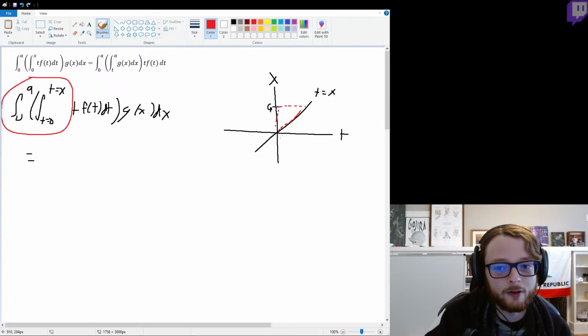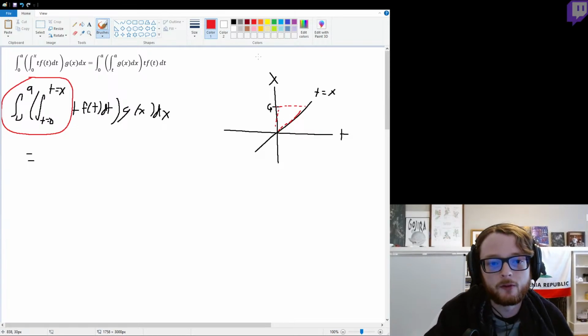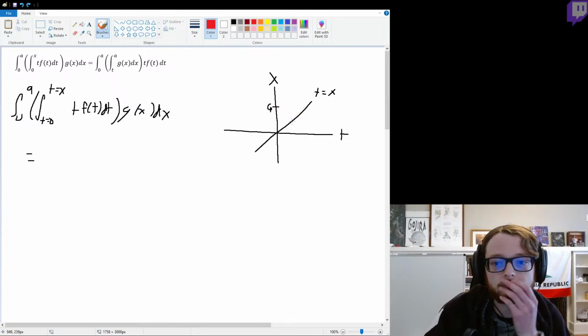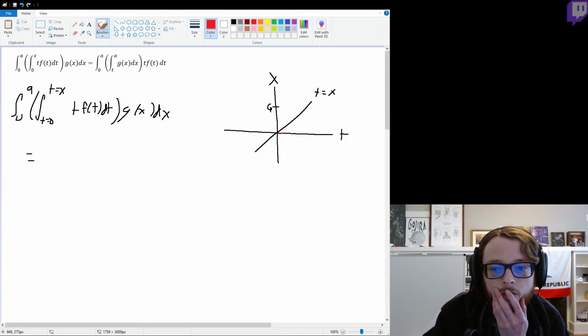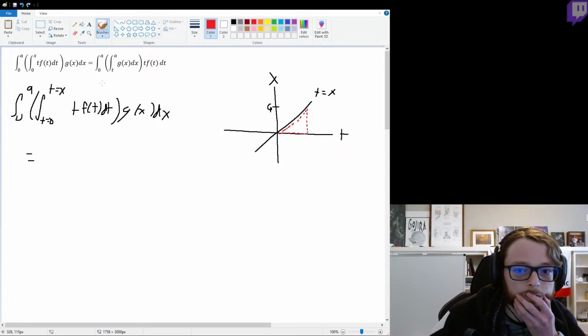And if t is going from 0 up to... Oh, wait, no, maybe I didn't draw it right. It might be the lower triangle. No, yeah, t is going from 0 up to x, so it should be the lower triangle. Oops, maybe I didn't figure this out. T is going from 0 to x, wherever x may be, and then x is going up to a. So does this triangle still... This point right here is also a.